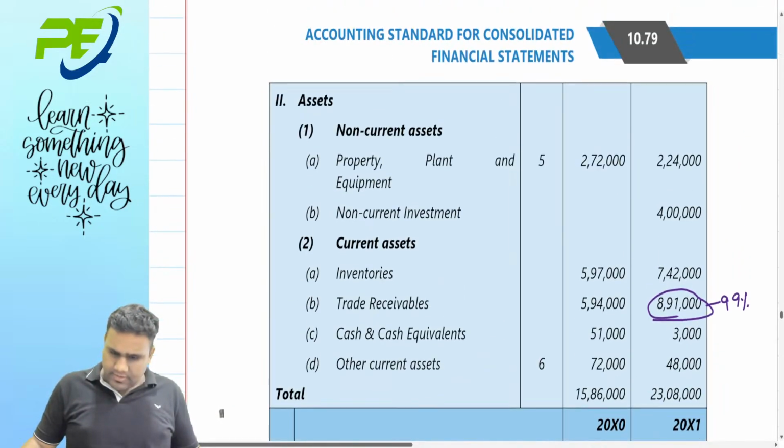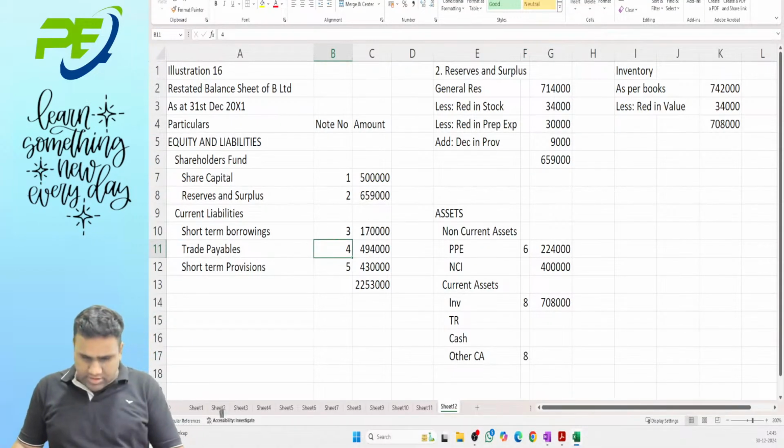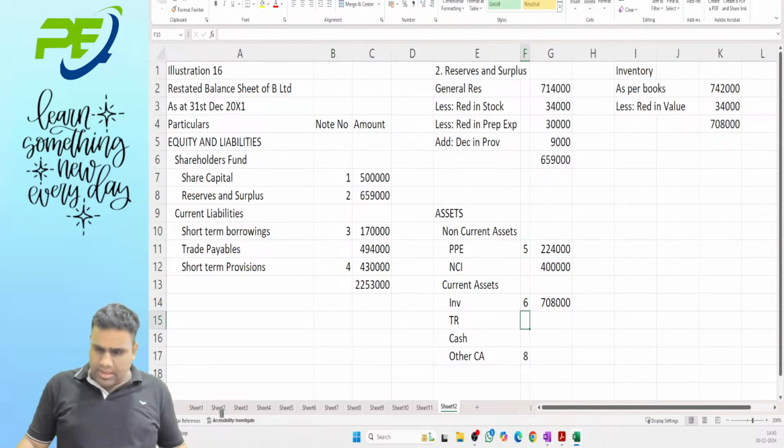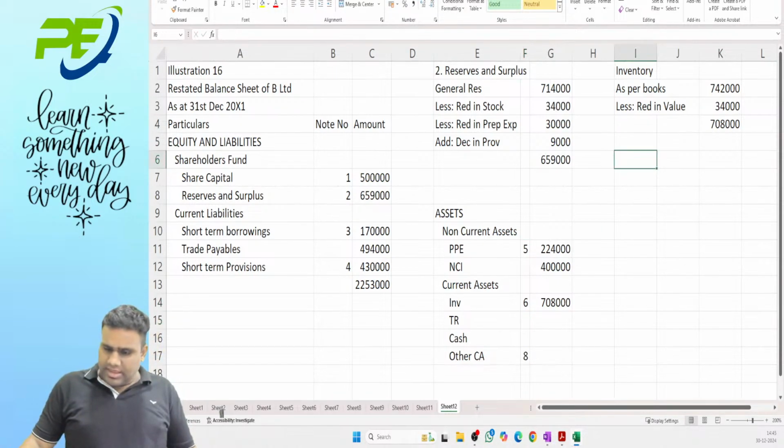Just a minute. Trade payables also, the note will not come. Now trade receivable, is there any change? Yes.